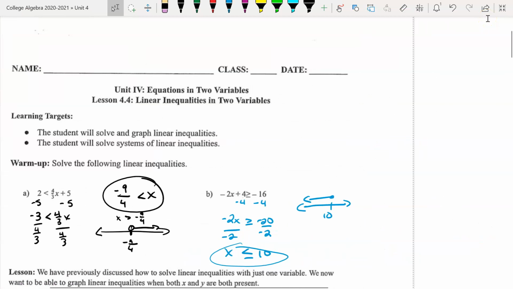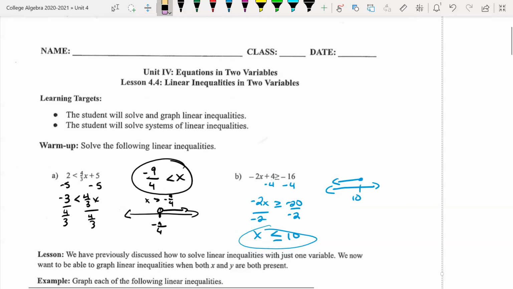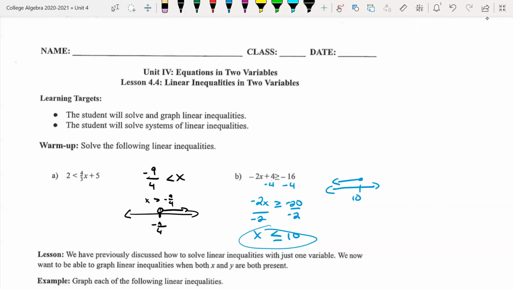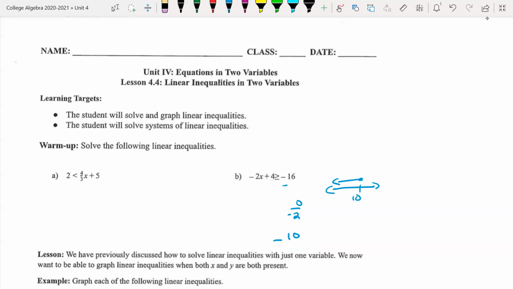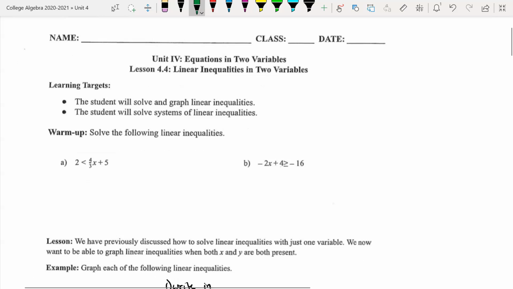Okay, let's try this again. So 4.4, linear inequalities in two variables, is the last lesson for Unit 4 and the last lesson before break. I've already done this, but the audio didn't work, so we're going to redo it. These first couple are just warm-ups, all right?